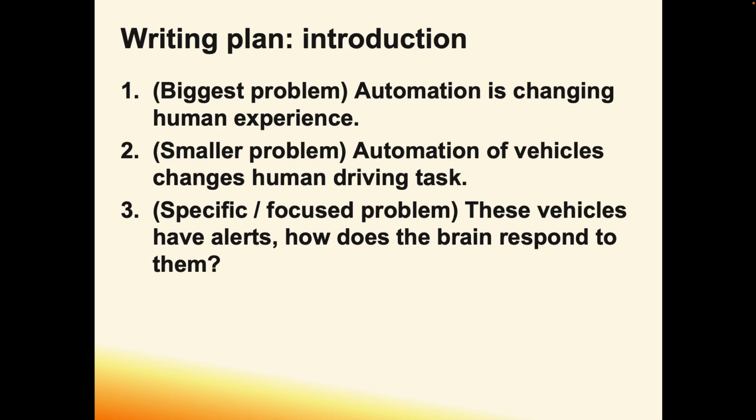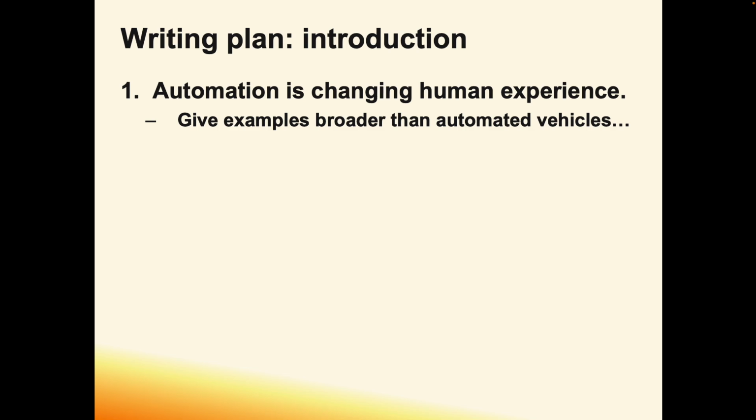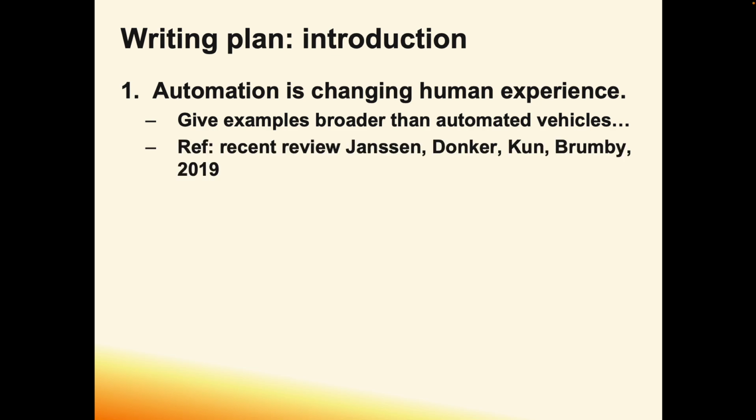Now, with these bigger claims in place, I typically use a bullet point format to expand the text. So I literally write down the claim, automation is changing human experience, and then within it, indented, I write what I want to write next. So I want to give examples that are broader than automated vehicles. And I struggle with the very first sentence that I want to write for this part. So sometimes I just write, here I want to give the broader context. But I'm going to work out what we did for the paper here.